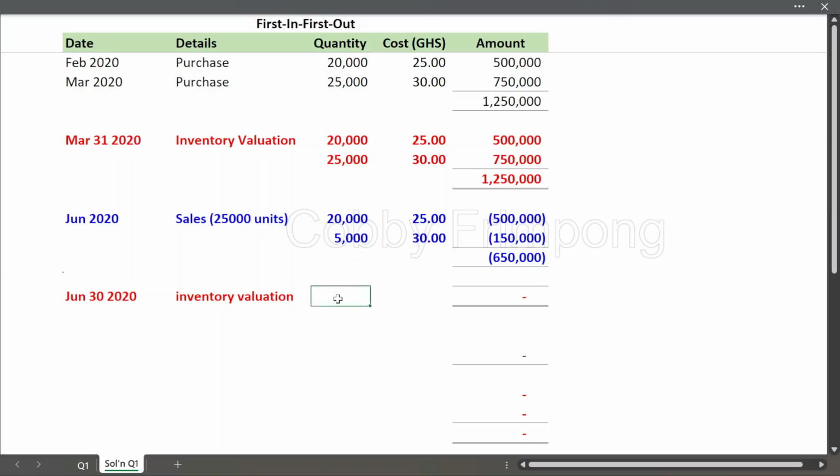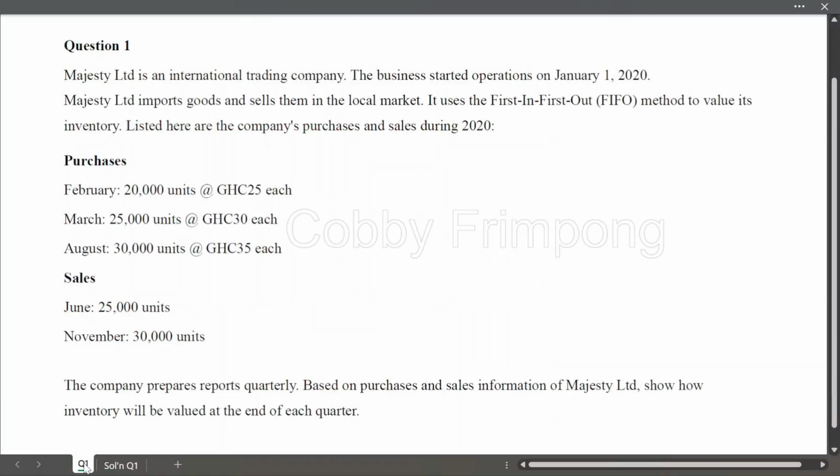Our remaining units are 20,000 units at 30, and that is giving us 600,000. So at the end of the second quarter, in our second quarter report, we will show 600,000 as inventory in our balance sheet. We move on to the third quarter.